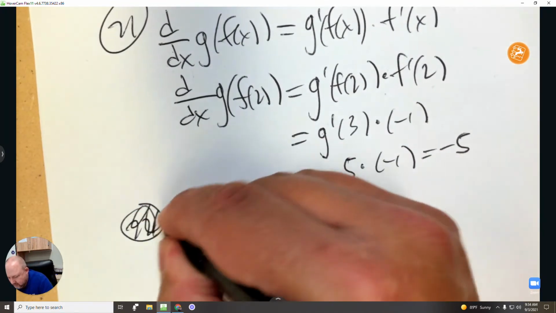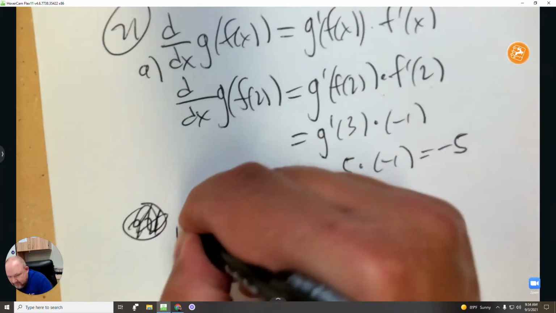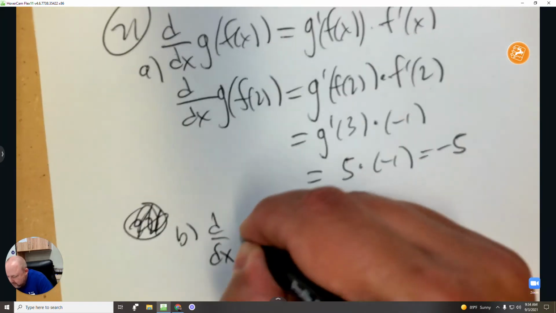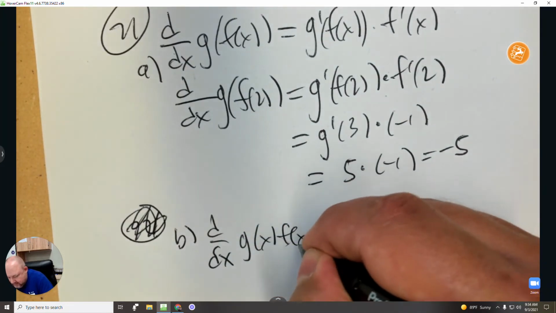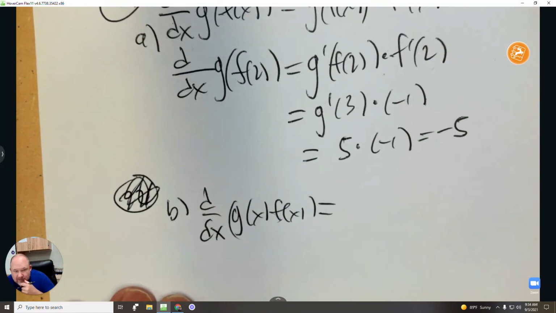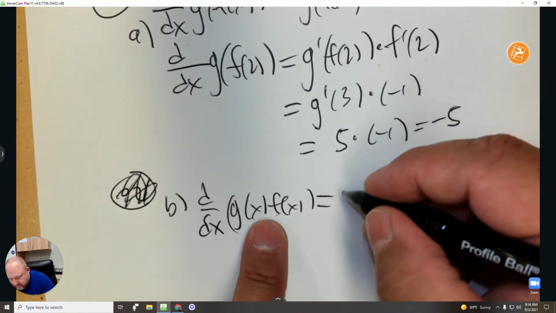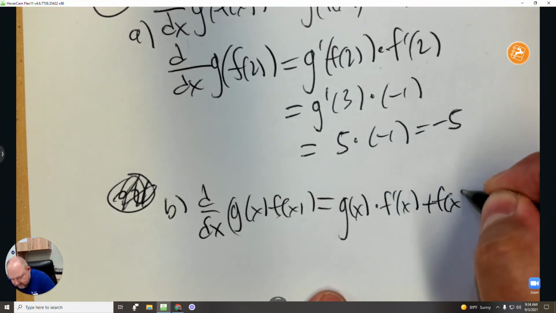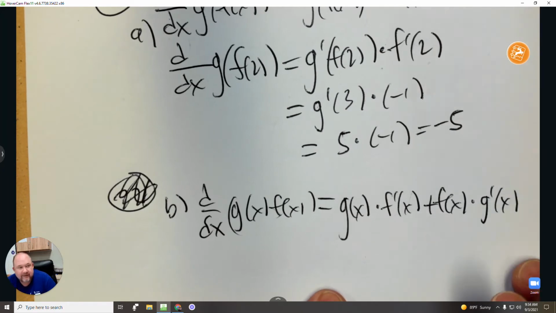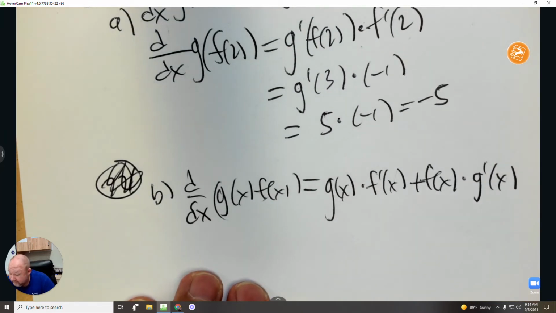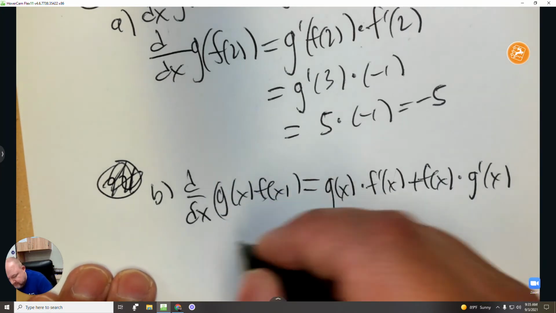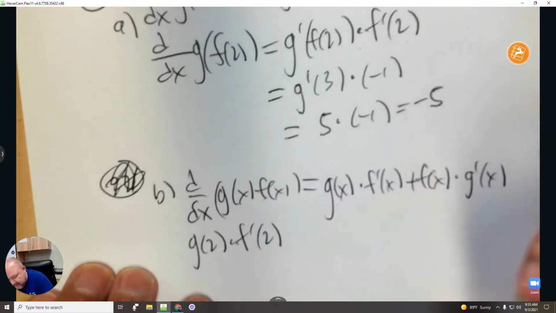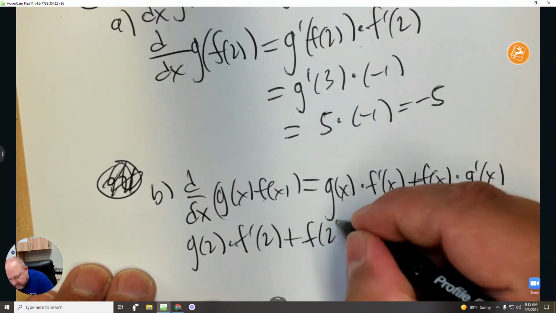Not 22, we're still in 21. That was A. B. The derivative of g at x and f at x. So this is the product rule, generically. So it's the first times the derivative of the second plus the second times the derivative of the first. And then to find the derivative at 2, we're going to plug 2 in for each one. And then in the question, we're going to plug in values that they're equal to.